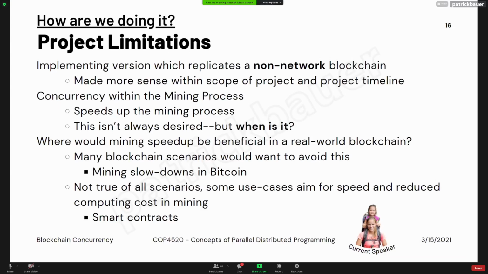Also, our blockchain speeds up the mining process with concurrency, and that's not really always desired. So for example, in Bitcoin, each mining of the block should take on average 10 minutes. But if we are speeding it up, then it will on average be faster than 10 minutes. So not always wanted, especially in certain aspects of the mining process in Bitcoin, but in other scenarios and in other implementations of blockchain, such as Ethereum, there are places where you can implement concurrency to speed up parts of the mining, such as in smart contracts.